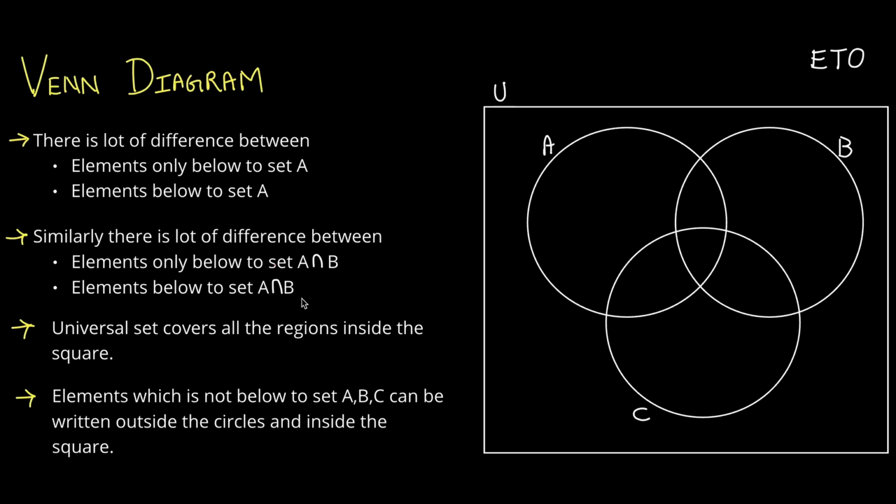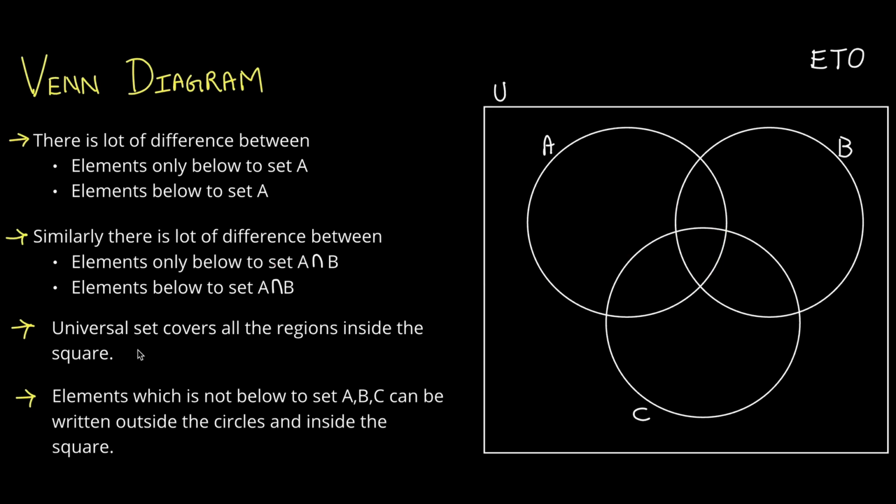Similarly, there is a lot of difference between elements belonging only to set A intersection B and elements belonging to set A intersection B. Elements belonging only to set A intersection B do not contain any element shared with another set, and elements belonging to set A intersection B contain the shared elements. This is the region for elements belonging only to set A intersection B, and this is the region for elements belonging to set A intersection B.